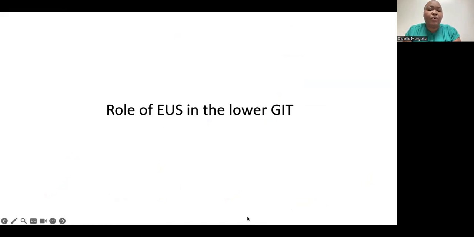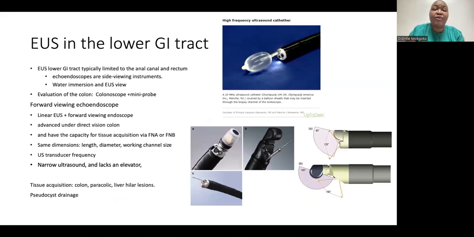The issue is, what is its role in the lower GI tract? It's definitely less sort of known about. It's less established. There's less data out there about how to use EUS in the lower GI tract. As I mentioned, EUS is typically limited to the anal canal and the rectum.